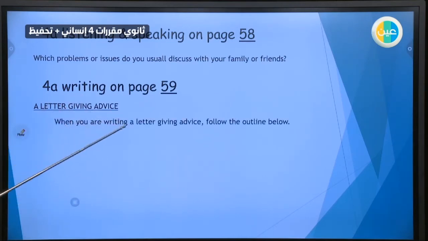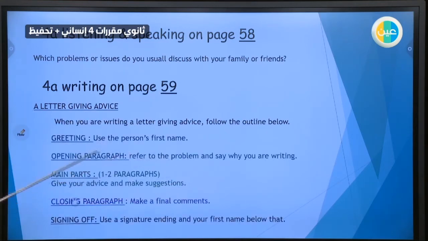So you have to write a letter giving advice to someone who asks for it. When you are writing a letter giving advice, follow the outline below. What's the outline? What are the most important things? We have the greeting. Use the person's first name because it is informal. Then we have the opening paragraph. Refer to the problem and say why you are writing. Then we have the main parts, one or two paragraphs. Give your advice and make suggestions. Give your opinion. Closing paragraph. Make final comments.